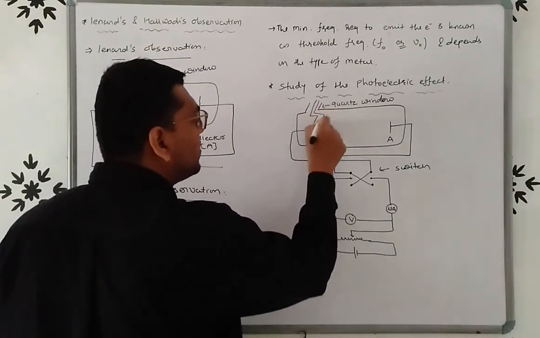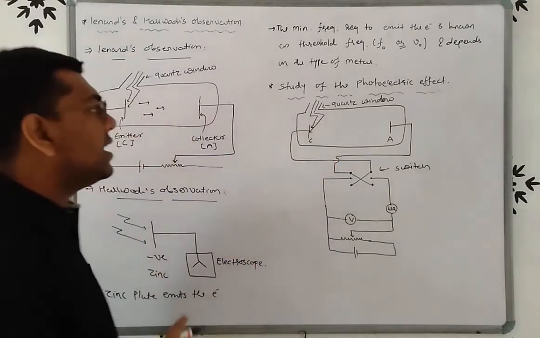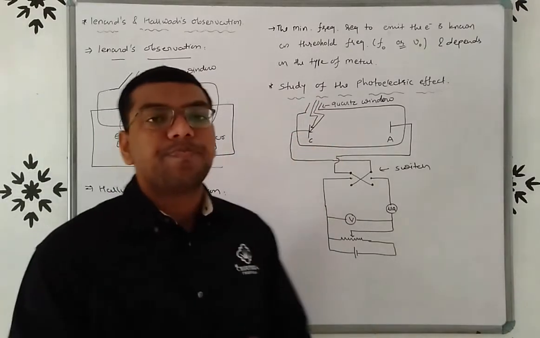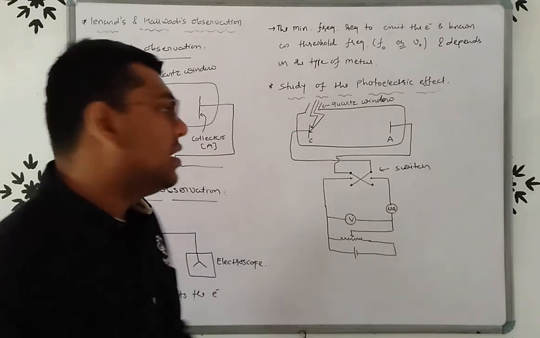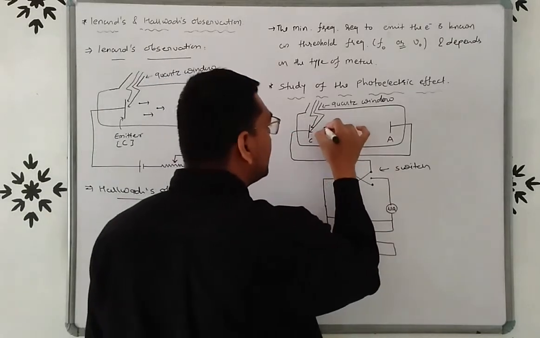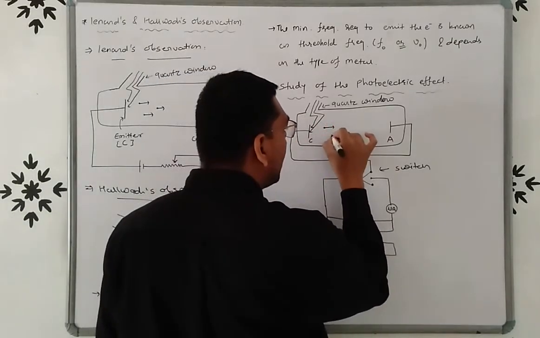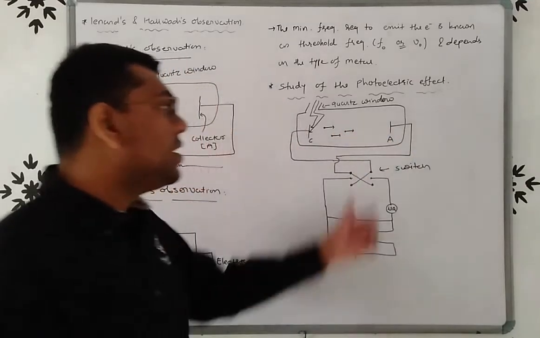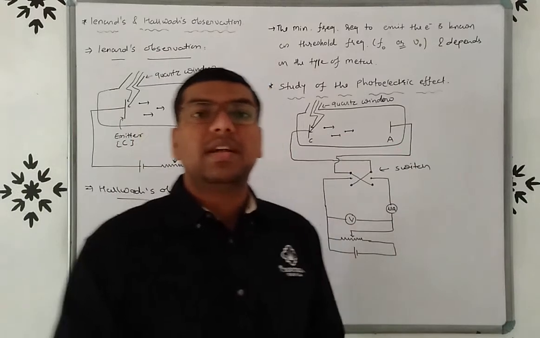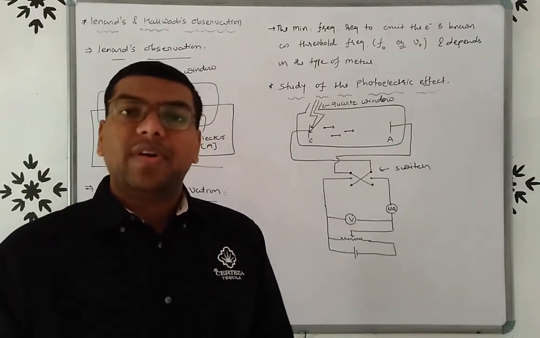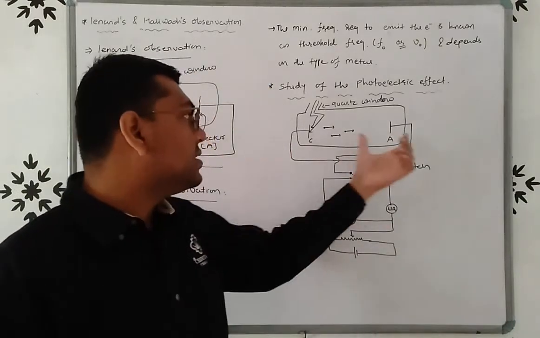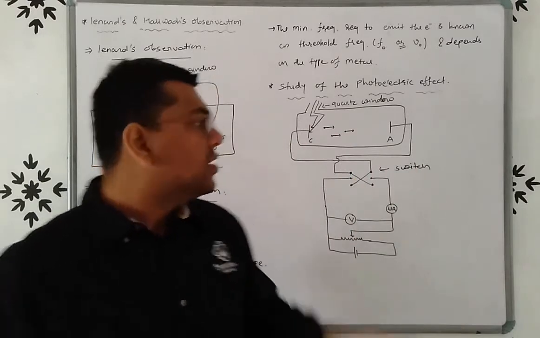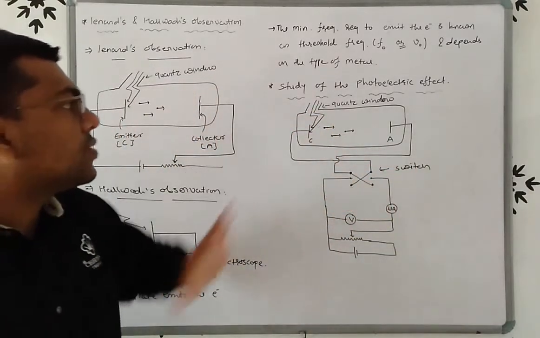Now friends, here from the quartz window, the UV rays are incident on the emitter. Now this emitter emits the photoelectrons, right, and they travel towards the collector. And we know that if there is a flow of photoelectrons, then there is a current, right? So we already know this concept.